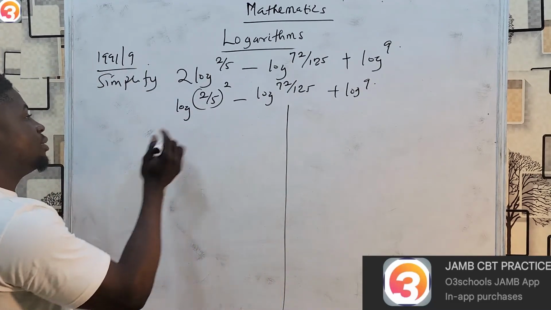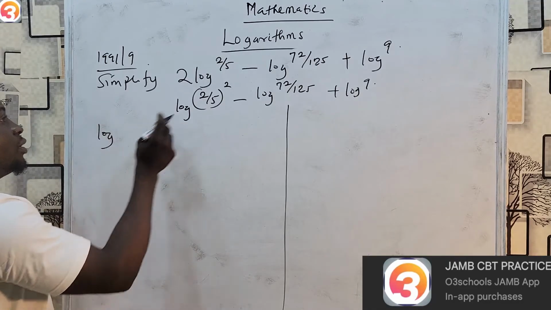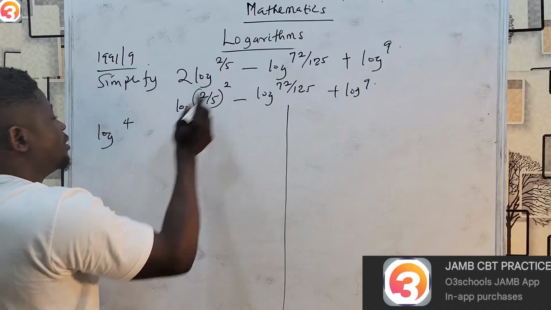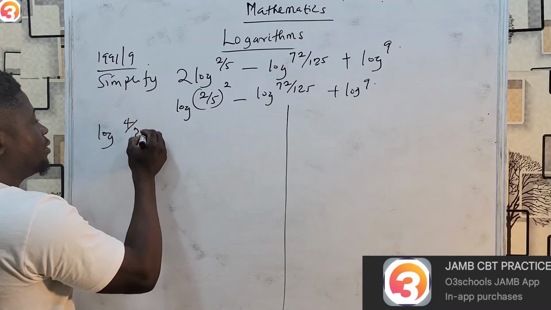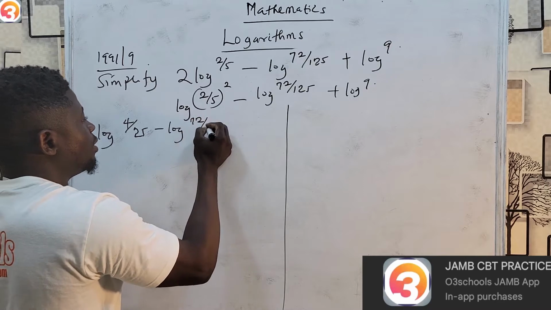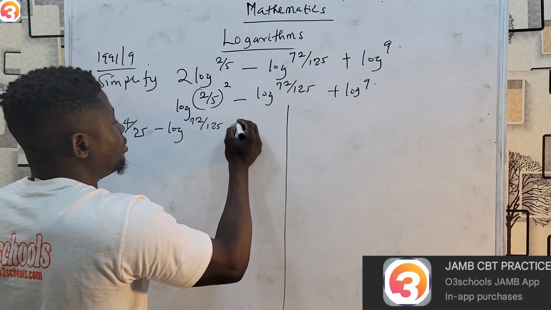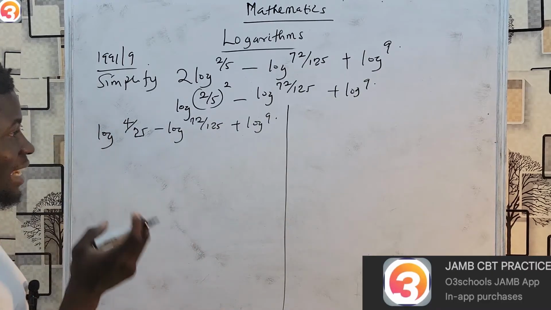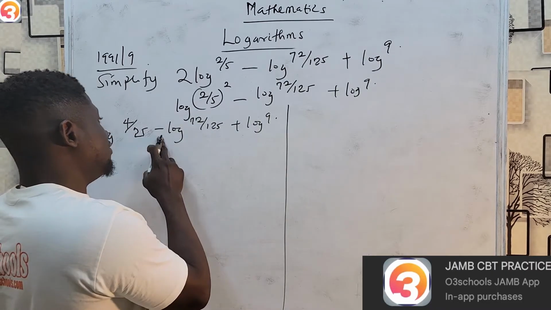All right, so now let's go there. So I'm going to have logarithm of 2 raised to power 2, which is 4. 5 raised to power 2 is what? It is 25. Then minus logarithm of 72 over 125. Then plus logarithm of 9. Right? So you remember that whenever we're having division, we what?